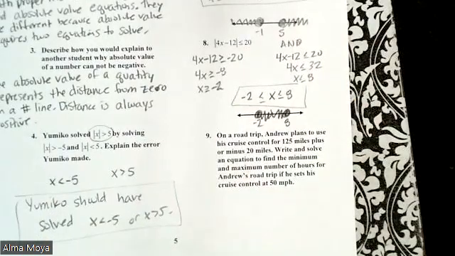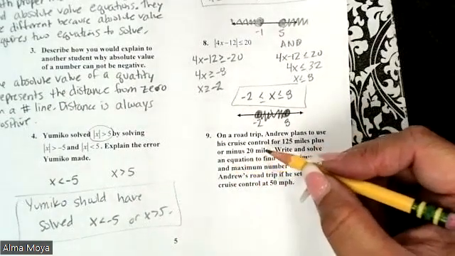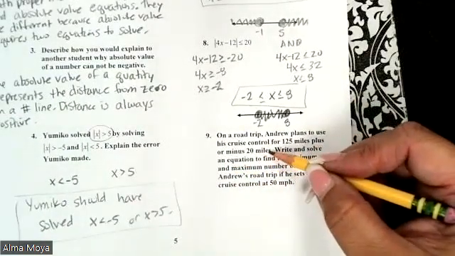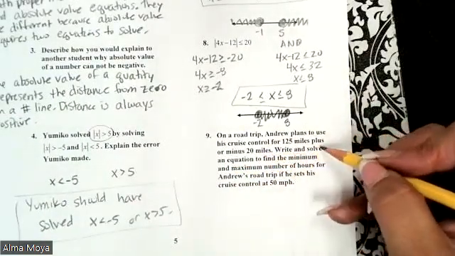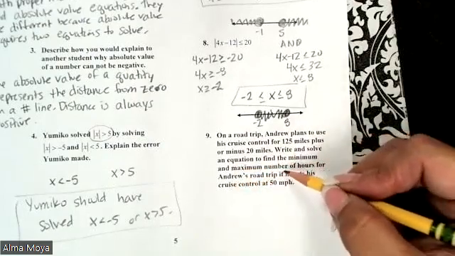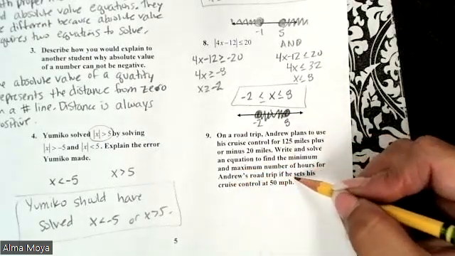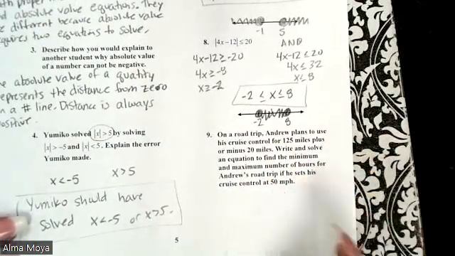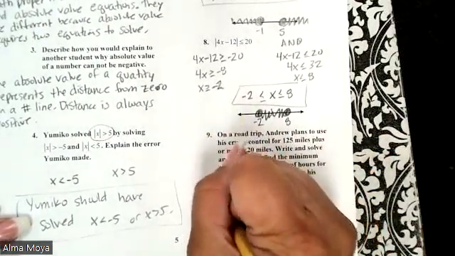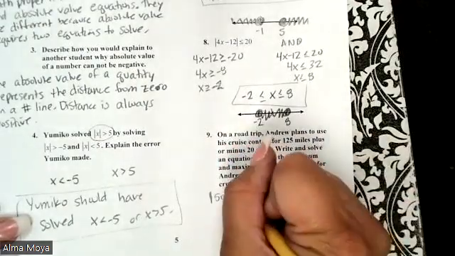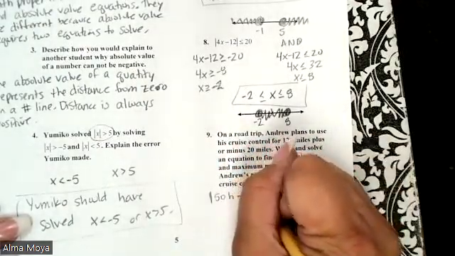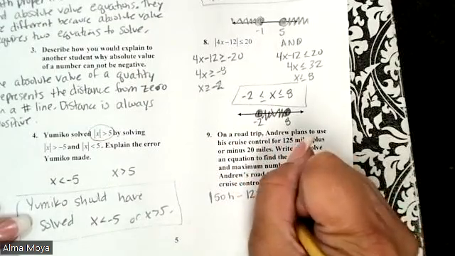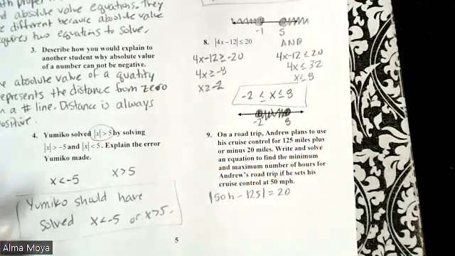On a road trip, Andrew plans to use his cruise control for 125 miles plus or minus 20 miles. So that's going to be the difference. So that's what it needs to be equal to. Write and solve an equation to find the minimum and maximum number of hours for Andrew's road trip if he sets his cruise control at 50 miles an hour. So he's setting it at 50. So it's going to be 50 times whatever the time is. And it's going to be 125 miles of distance. And I'm going to set that equal to 20.